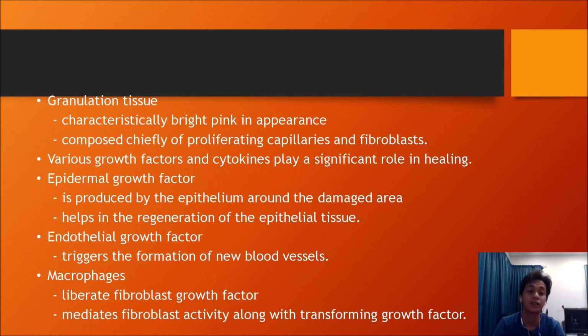Granulation tissue is characteristically bright pink in appearance, composed chiefly of proliferating capillaries and fibroblasts. There are various growth factors and cytokines that play a significant role in healing. Examples of growth factors are epidermal growth factor, which is produced by the epithelium around the damaged area to help in regeneration of the epithelial tissue; endothelial growth factor, which triggers the formation of new blood vessels; and macrophages, which stop fibroblast activity along with transforming growth factor alpha.